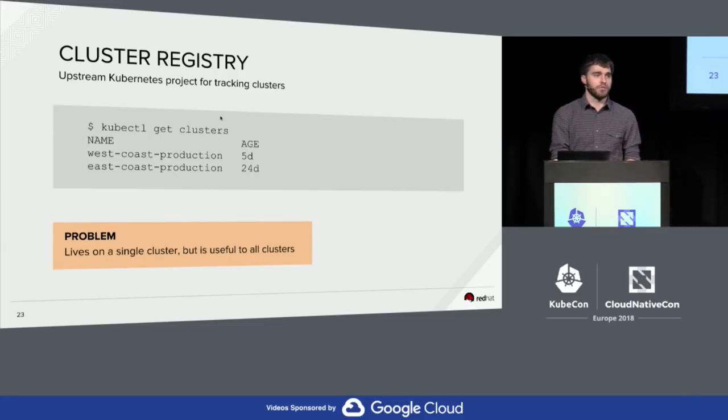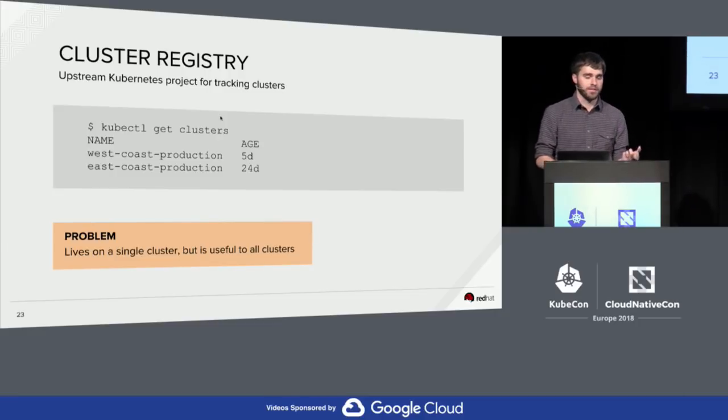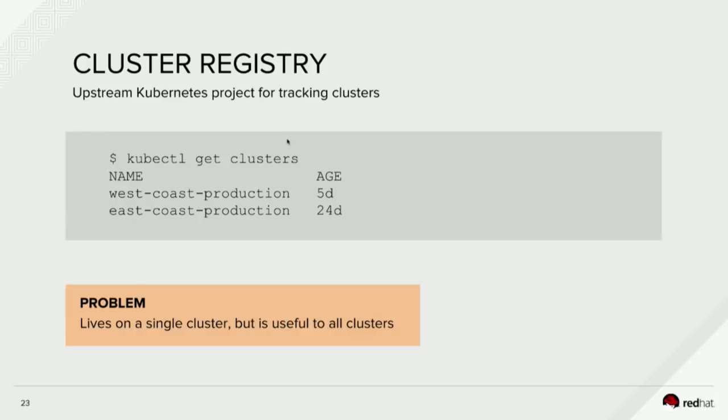The first one is the cluster registry. Now, this isn't that crazy. It's a spec for an object. So if you see kubectl get clusters, you can list clusters, and those have attributes. This is modeled as a CRD in our system.